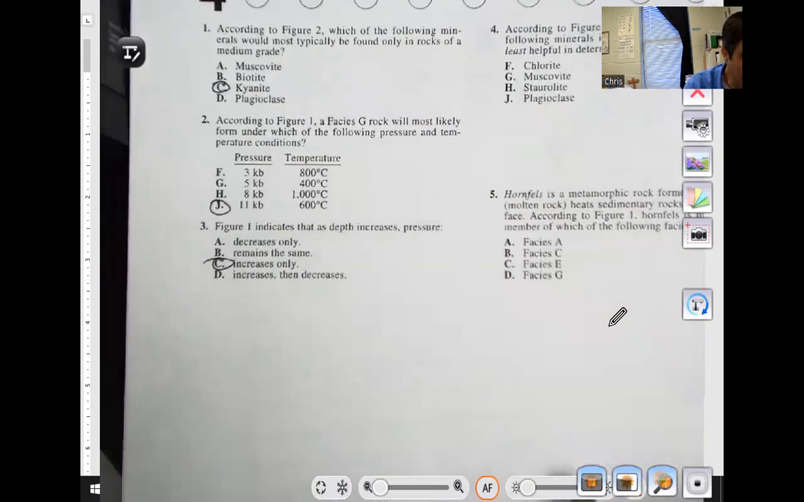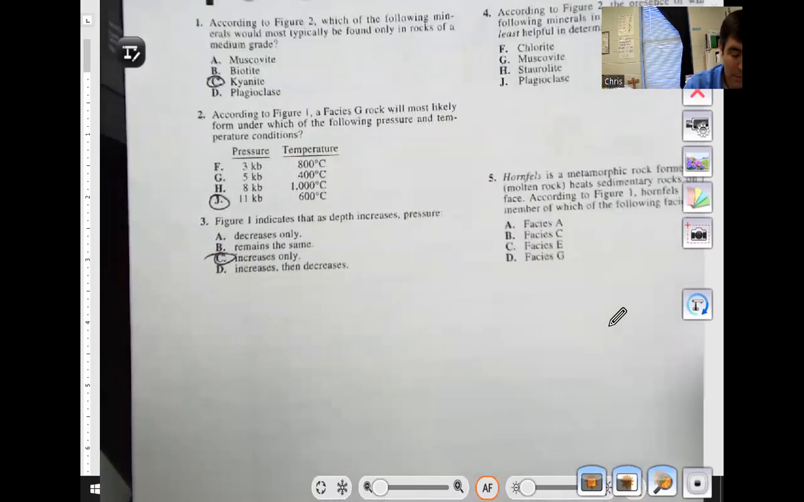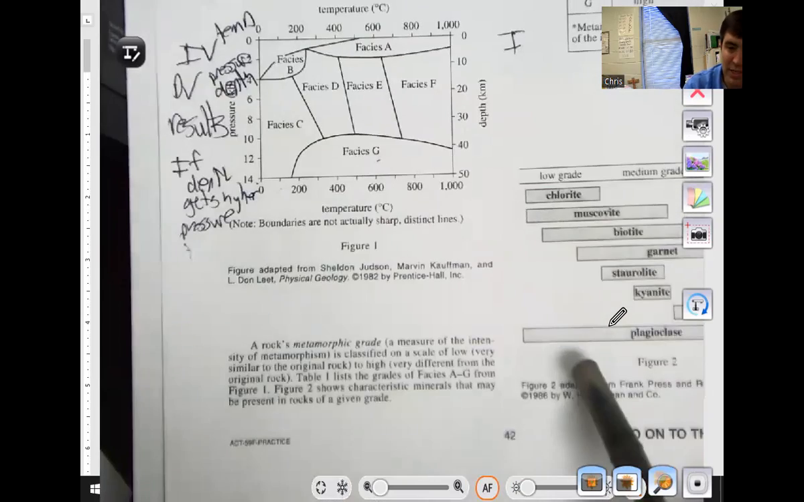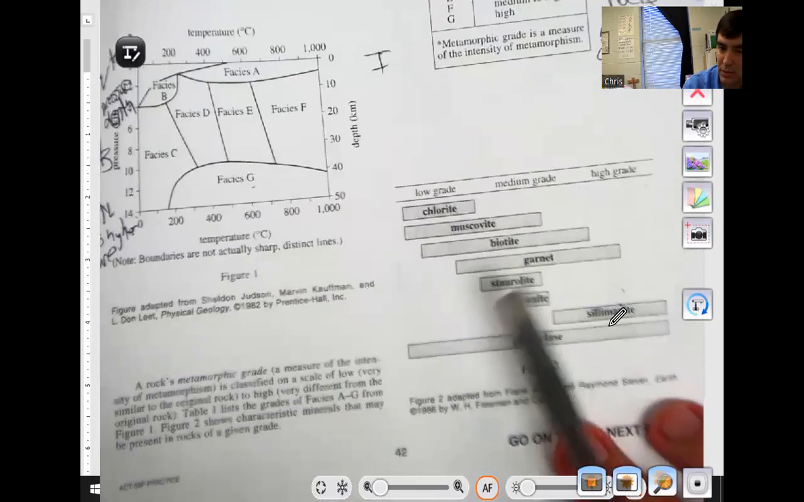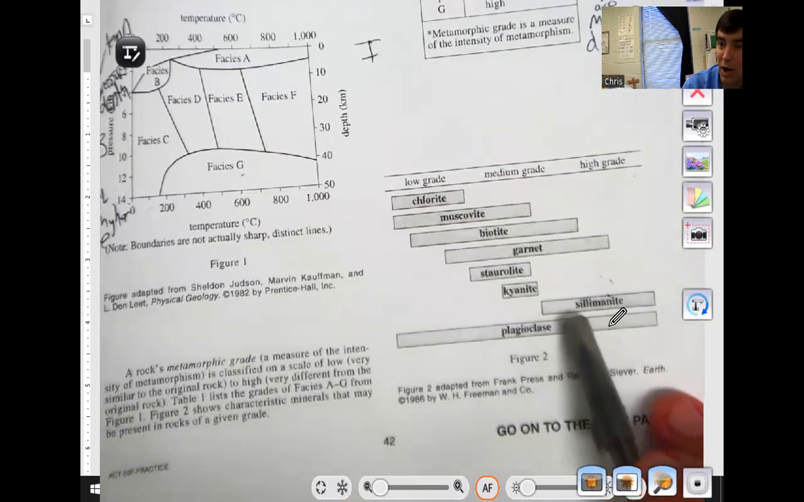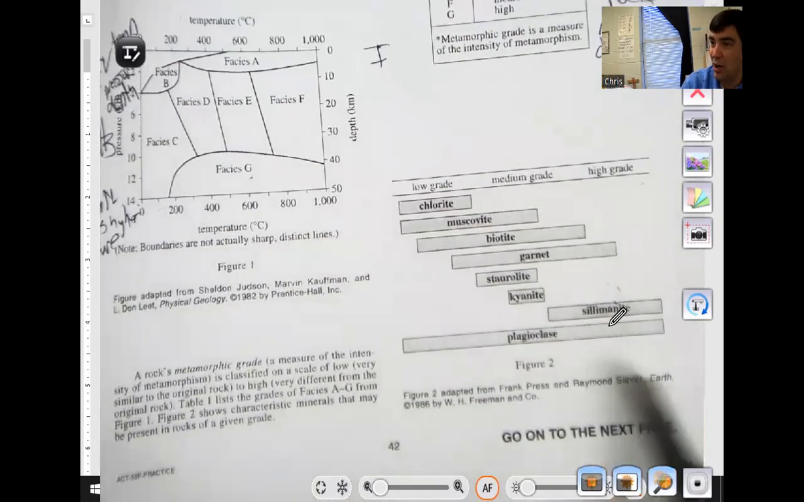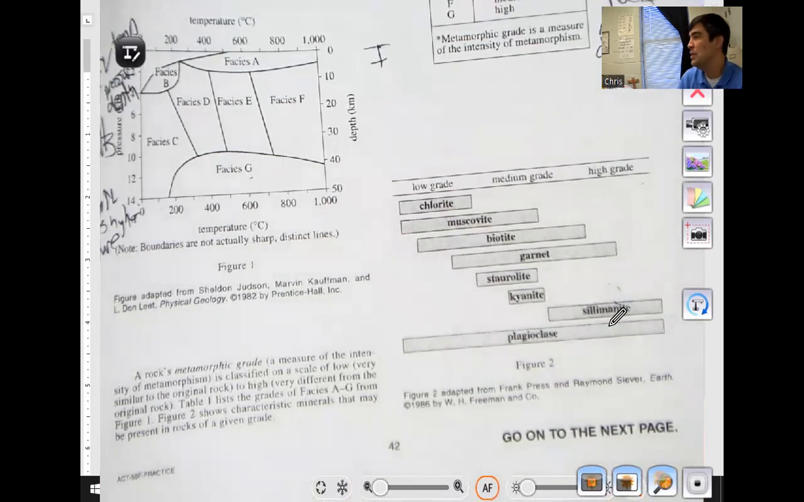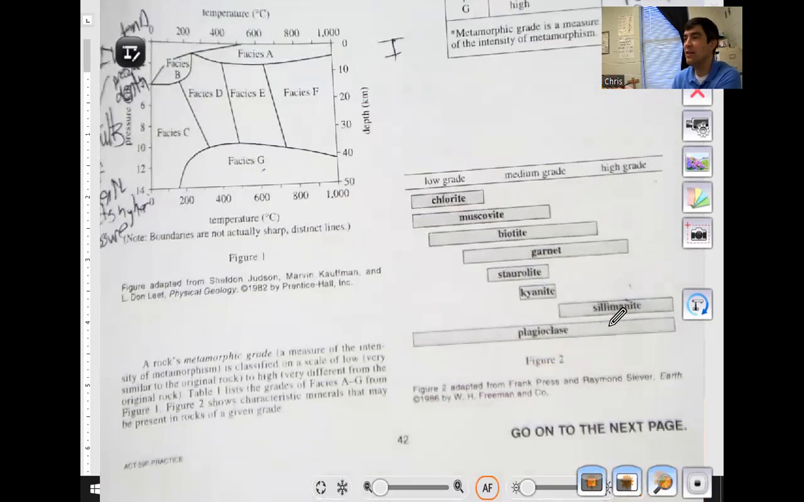What about plagioclase? Which grade is it made in? It's all of them. So if it's made in all of them, is it going to be helpful for you to determine the grade? No, it won't. If I find plagioclase rock, you're like, well, that doesn't matter what grade it is, because that's formed in all of them. So that's the least helpful.